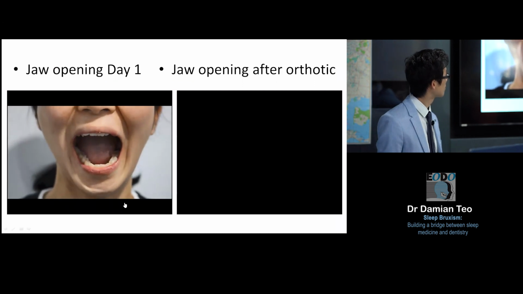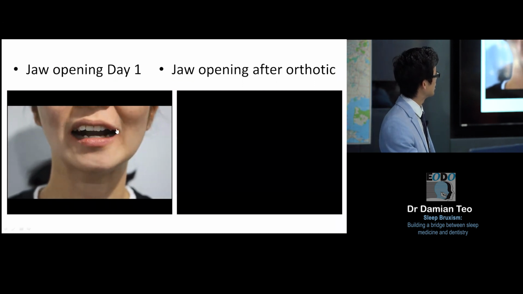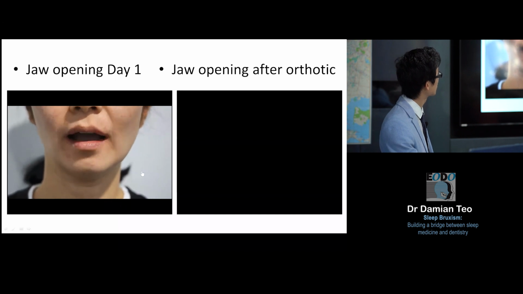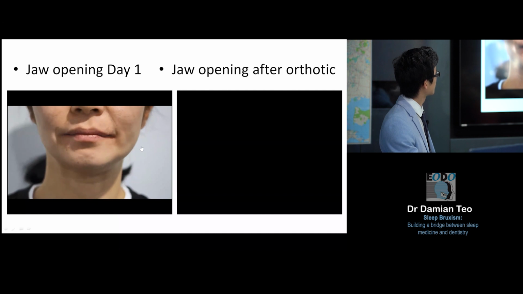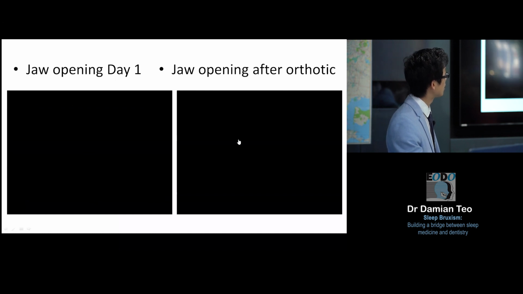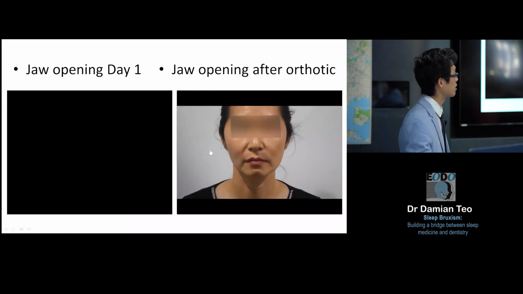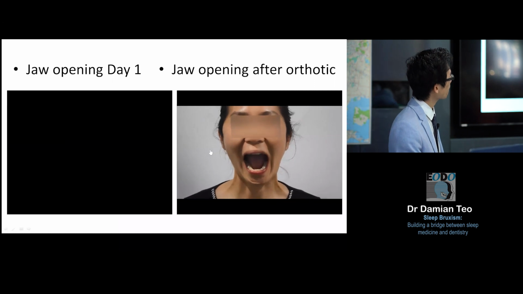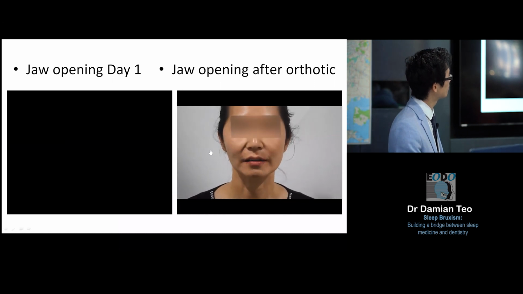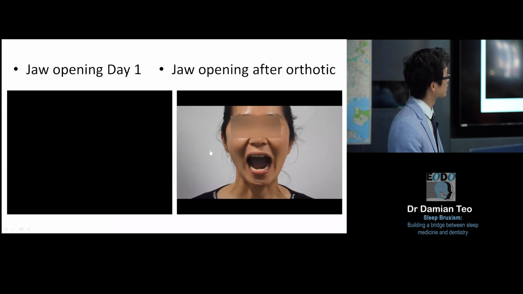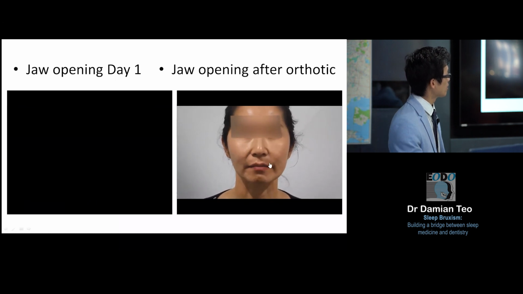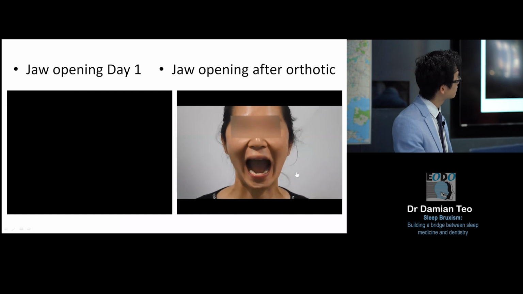Wide as you can, and close. See the big deviation? And open again, and close. Perfect. And this is her 3 months after she was using her splint. Close. Open again. Close. You can see there's no more deviation. One more time, open. And close.